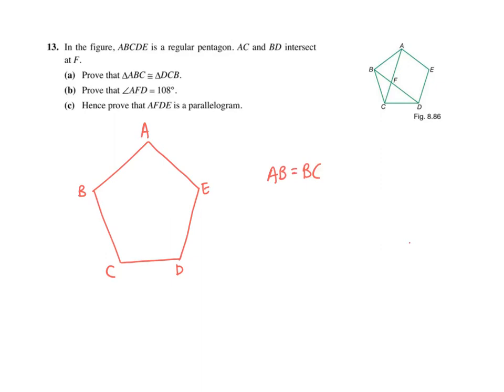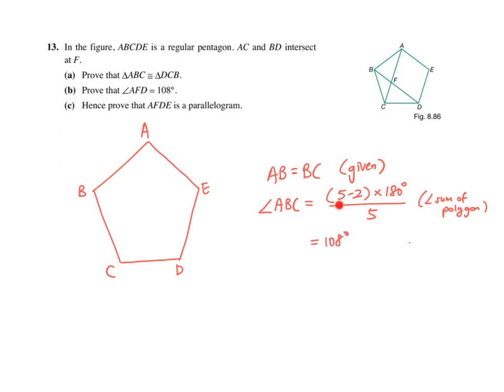Of course, all these five sides are equal, but suppose I want to claim, let's say in particular, AB equals to BC, what reason should we use? We should write given, because it is the definition of a regular polygon. Next, in particular, if I want to find angle ABC, the angle is 108 degrees, then what reason should we use? We should use angle sum of polygon.